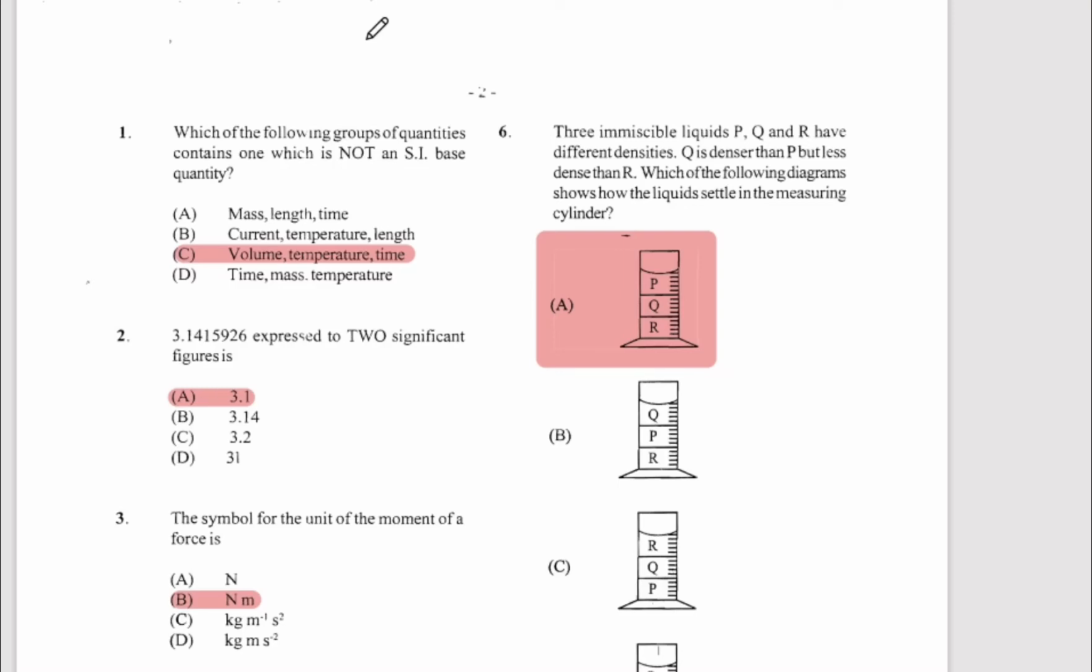Hello guys, welcome. Today what we will be doing is just a run through of some CXC Physics Paper 1 questions to prepare you for the multiple choice exam.